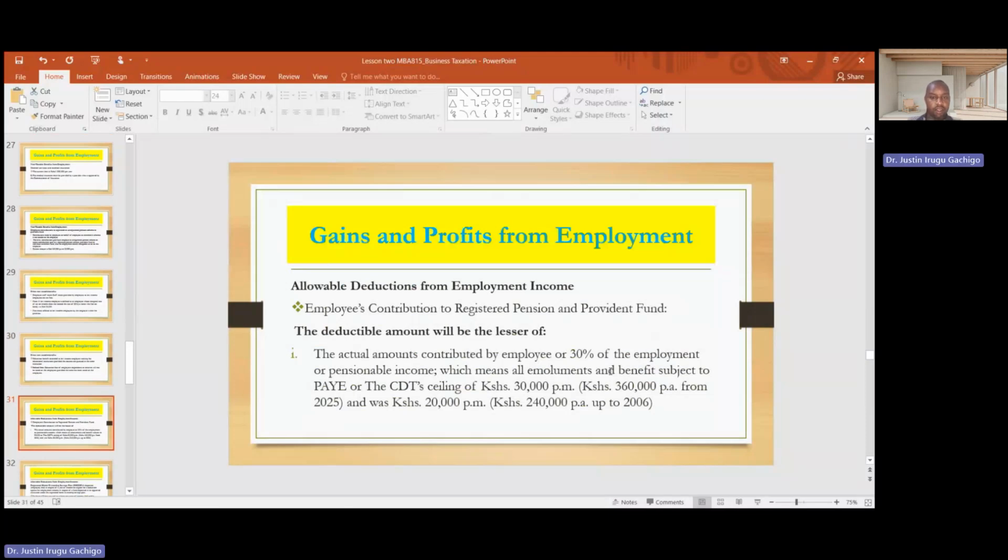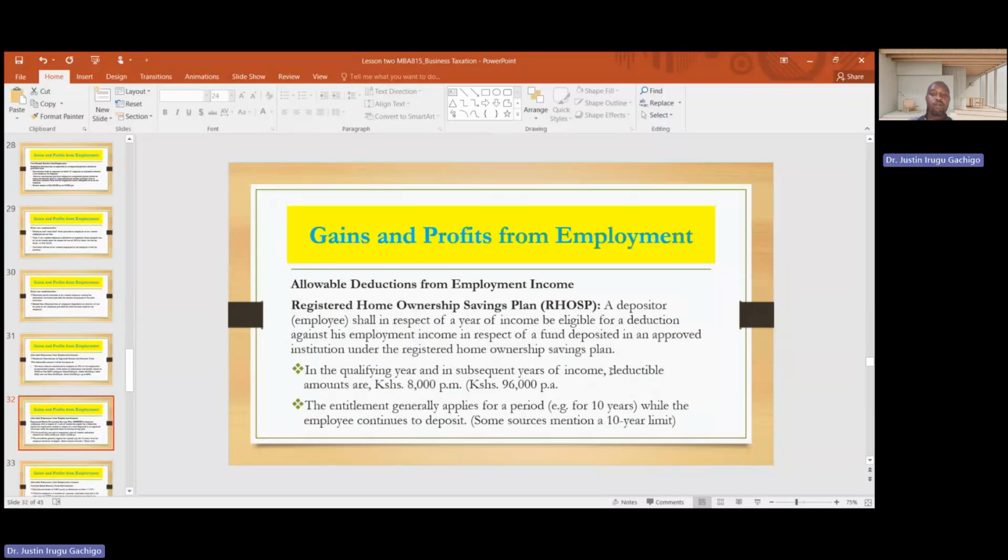either the actual amount, let's say the actual amount that is paid is 1,000, or 30% of your employment income. So let's say that 30% of your employment income is 20,000, or the prescribed amount by the domestic taxes, which is 1,000. So you're going to take the lesser of the three, and that is what is going to be allowable. So you're going to see this one practically.